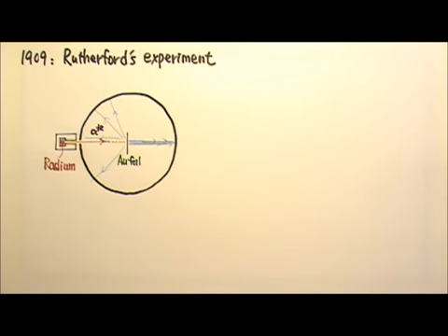What Rutherford found was that most of the alpha particles passed through the foil unaffected, as if the foil was not there. Only about 1 out of 8,000 alpha particles were deflected at very large angles, some even nearly back in the direction from which they had come.